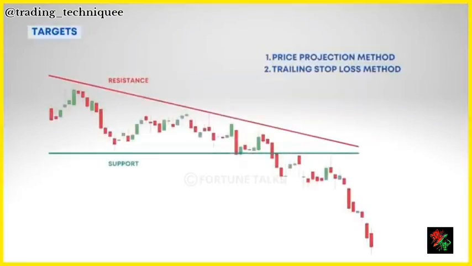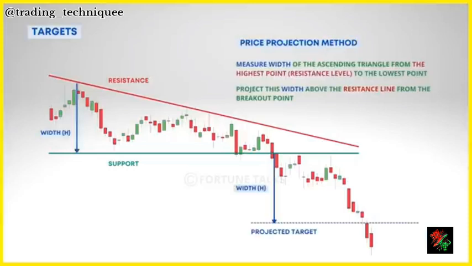Now finally, how to exit your winners for maximum profits. Similar to every other pattern, there are two ways to exit the winning trades: price projection method and trailing stop loss method. In the price projection method, calculate the distance between the highest and lowest point of the descending triangle. Now take this distance and project it downwards from the breakdown point.